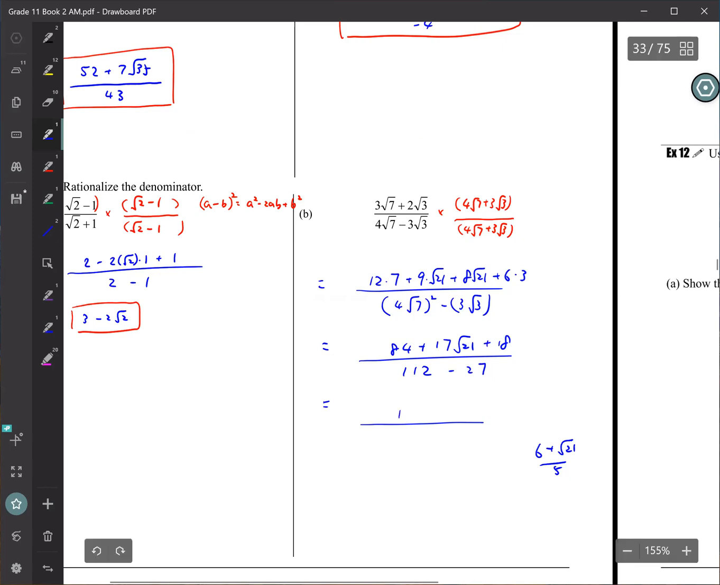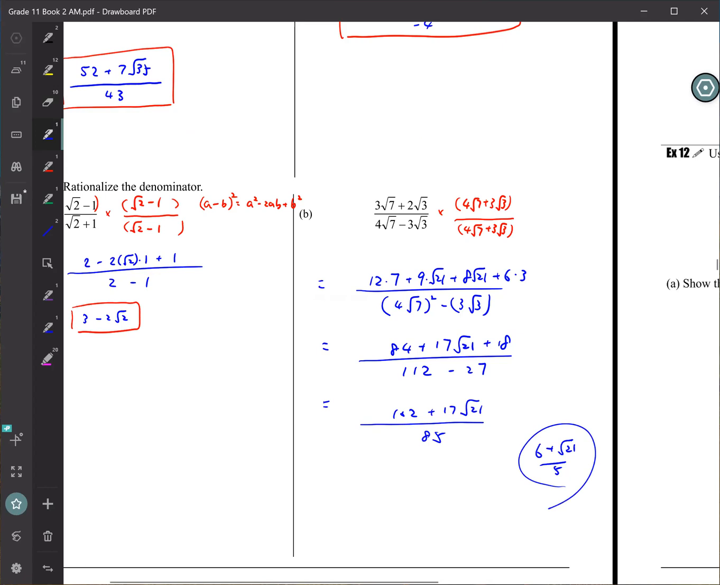102 plus 17 root 21. 102, okay. 102 plus 17 root 21. Okay, and then denominator, Eric? It's 85. 85, okay. So how do we get to the answer of that?